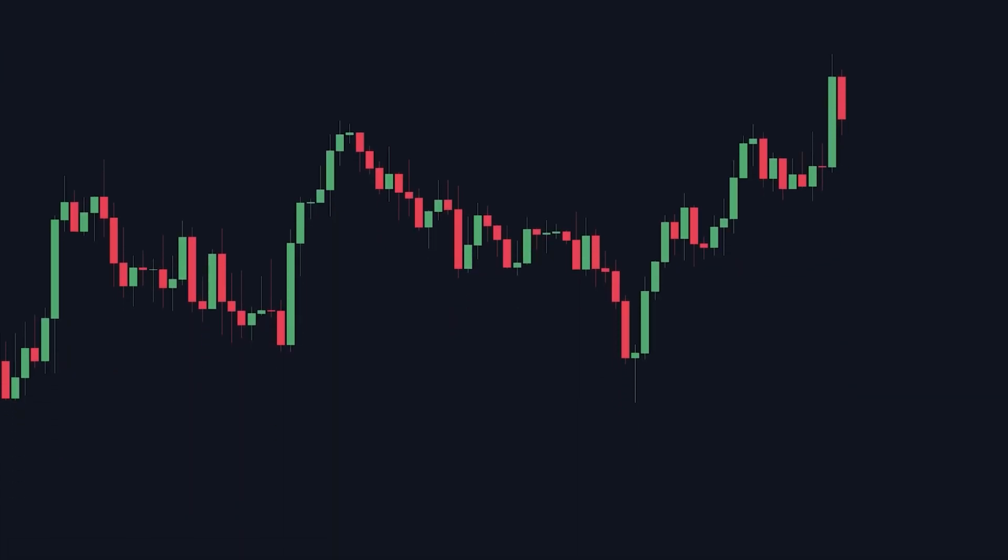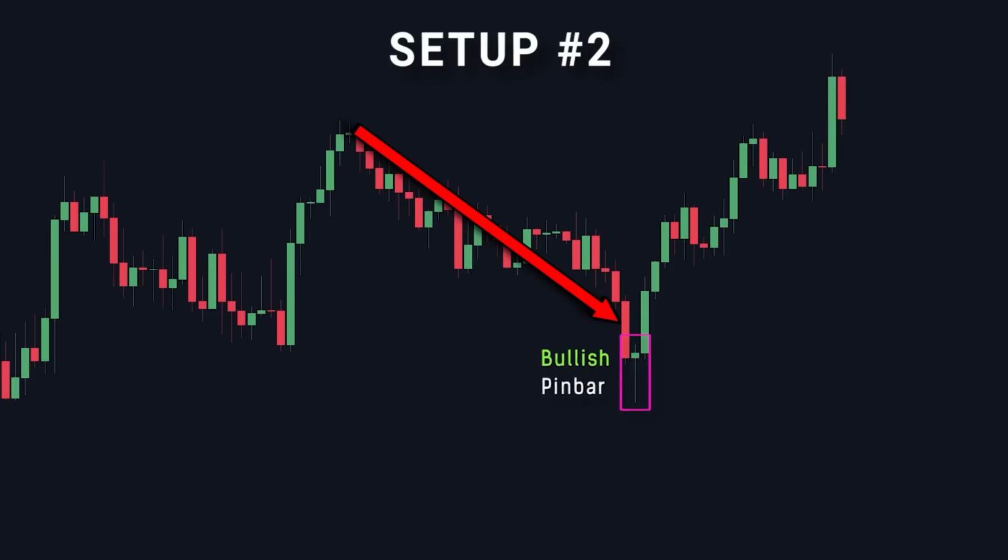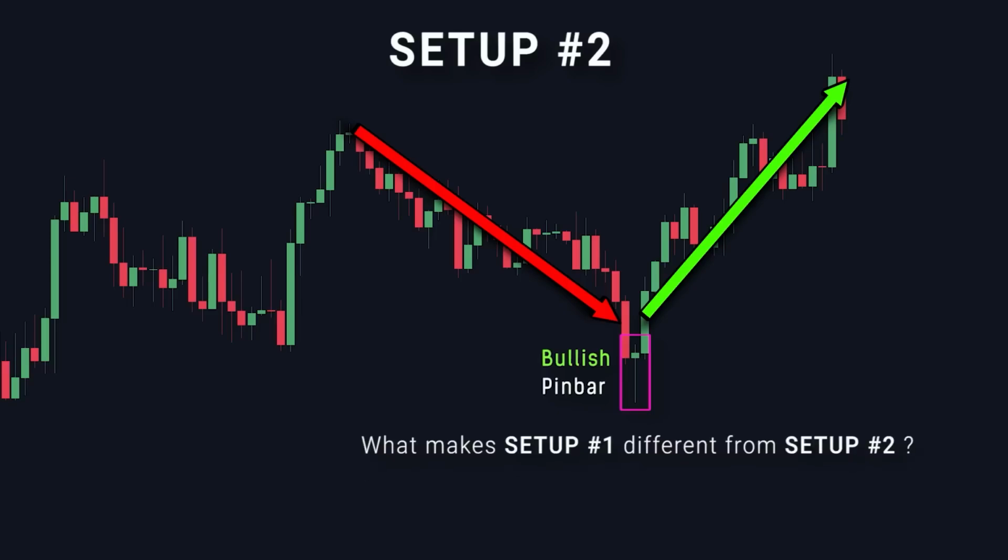Now, let's compare that to setup number 2. So in this setup, we can see that the price also went down, also formed a bullish pin bar, but this time, the market reacts to it and actually reversed upwards. So the question is, what makes setup number 1 different from setup number 2? Even though both of them had bullish pin bars, why did one form a reversal, but the other one didn't?